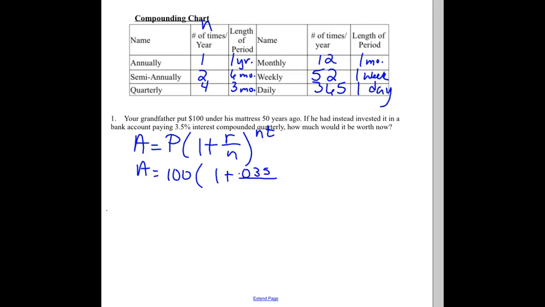Okay, and we're dividing it by 4, right? Compounded quarterly. Quarterly means 4 times every year. And then for my power, I need n times t. So I need 4 times, how many years did we leave it sit there? 50. So he put it under his mattress, right? So 50 years later, he still has $100 under his mattress. Okay? If he had put it in the bank instead, how much would this be worth? Grab your calculators.